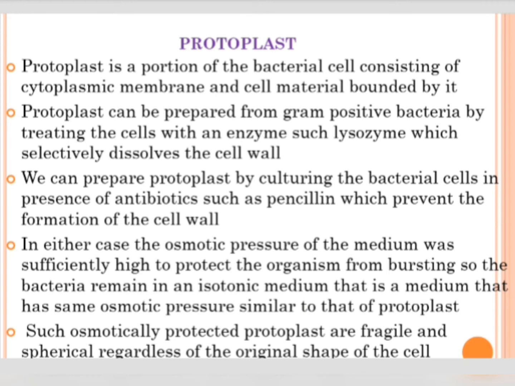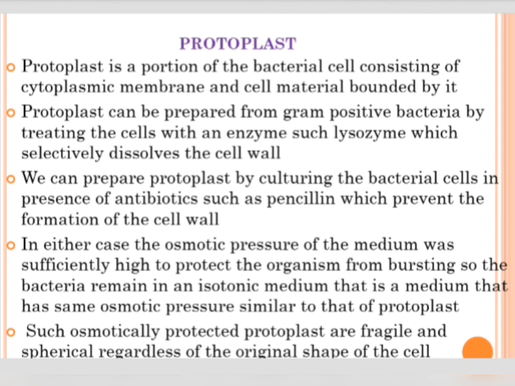Protoplast can be prepared from gram-positive bacteria by treating the cell with enzymes such as lysozyme, which destroy the cell wall. So protoplast can be prepared from gram-positive bacteria by treating with lysozyme enzyme, which will destroy the cell wall. So the cell wall is destroyed and only cytoplasm and other cellular components are there. We can also prepare this protoplast by using antibiotics such as penicillin, which will prevent the formation of cell wall.